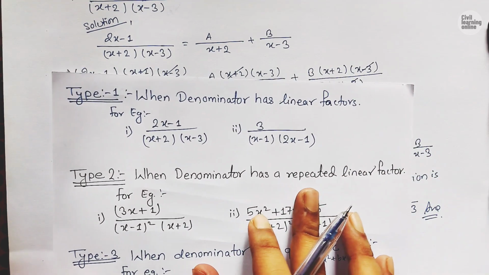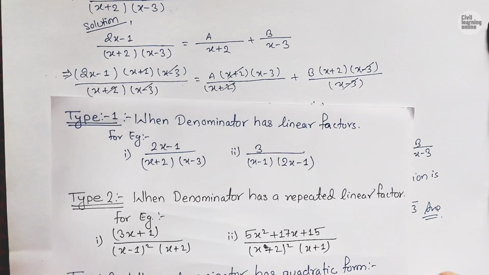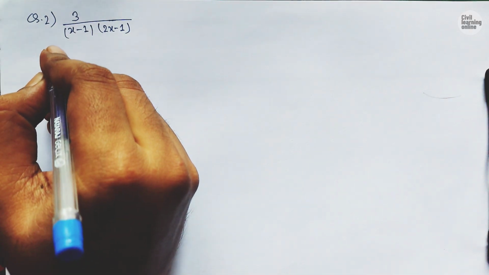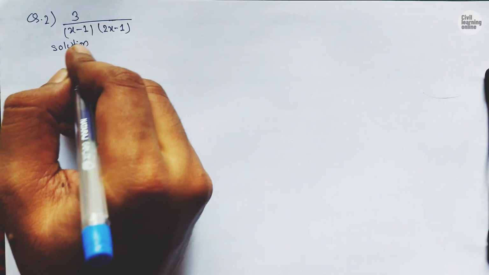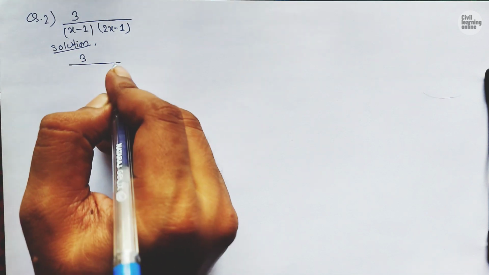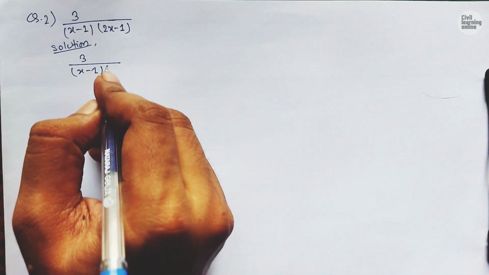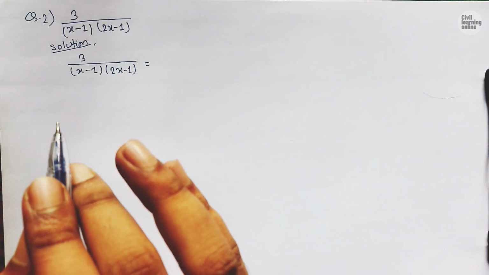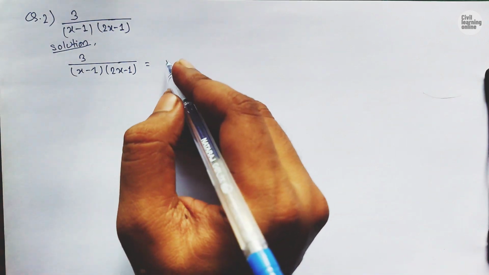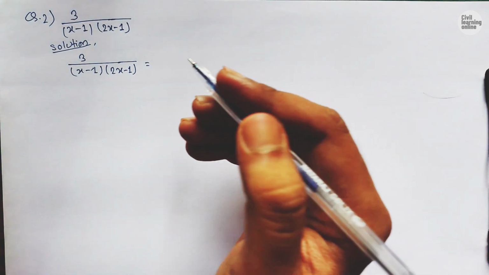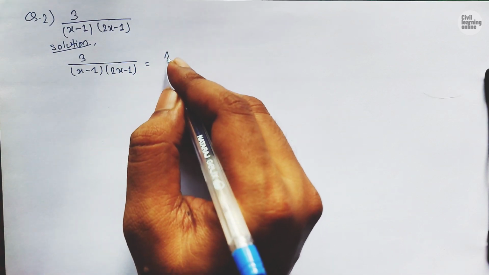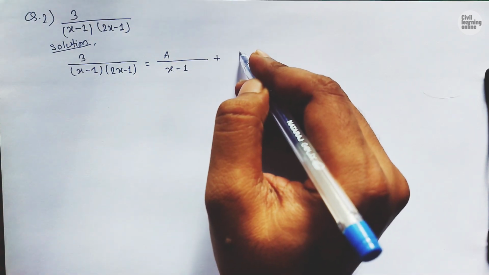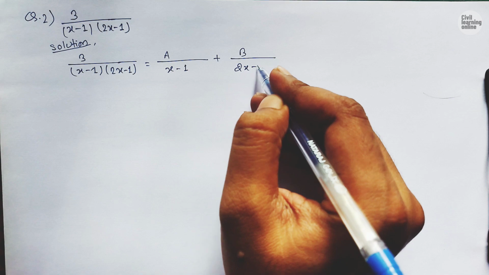Let's see one more example, that is 3 upon x minus 1 times 2x minus 1. So again the procedure is same, so write down solution, and we have 3 upon x minus 1 times 2x minus 1. Just you need to recognize the denominator and apply the procedure, which is different for different types. So here it is linear, so we are going to repeat the same procedure, that is a upon x minus 1 plus b upon 2x minus 1.